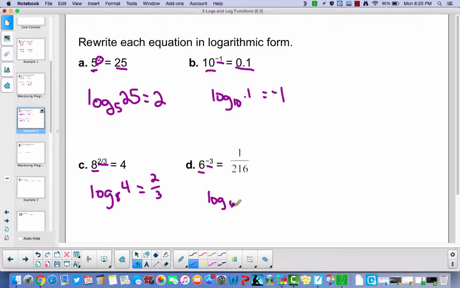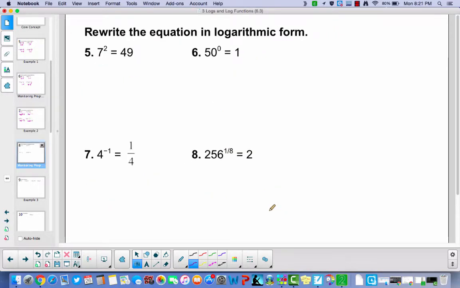So log base 6 has to equal negative 3. What do I have to take the log of? This 1 over 216. I'd like you to try a few more on your own. Pause the video here so you can try these. These are written in exponential form. I need you to write them in log form. Find the base, find the exponent, and write them.